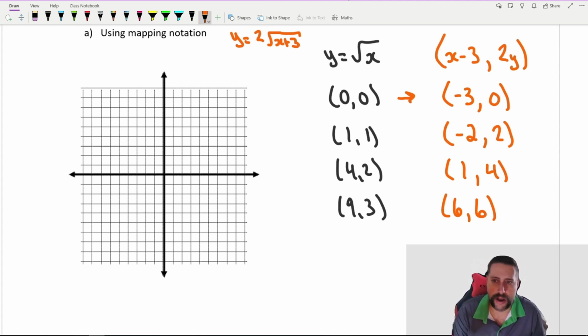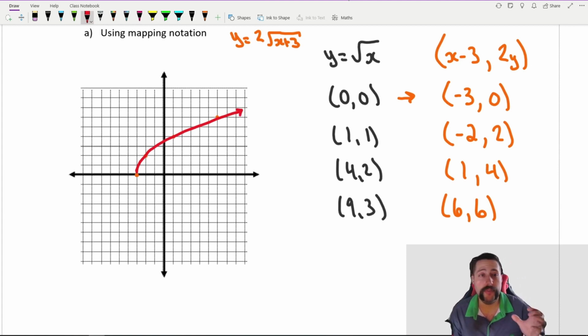So we can go ahead and graph them. It starts at negative 3 and 0. Then negative 2 and 2, my mistake. Then 1 and 4, and then 6 and 6. So this is 6. 2, 3, 4, 5, 6. So those are our new points, and we can go ahead and sketch them, like so. That's how you would graph this particular example using mapping notation.